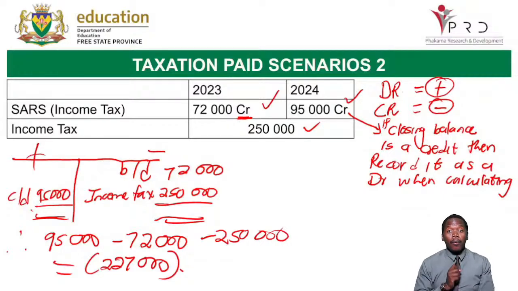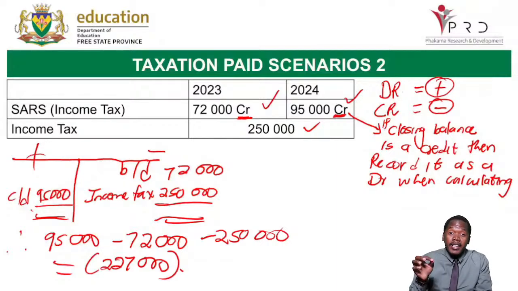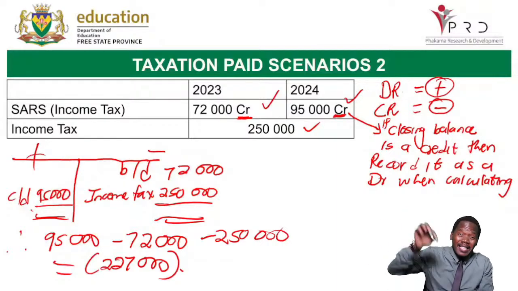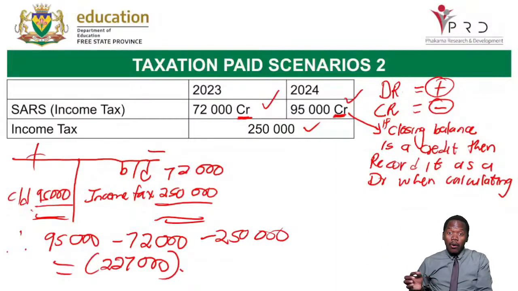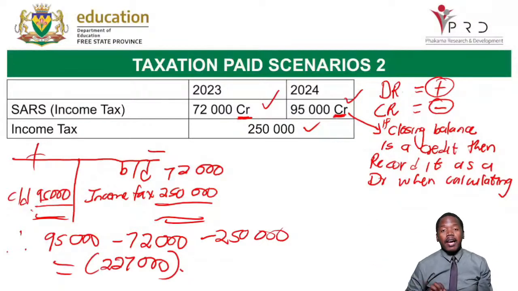But I know where we may have a confusion, it is on the closing balance. Remember, if a closing balance is shown as a credit, then you must record it on the debit. If it's shown as a debit, you must record it on the credit to make your life easy in this calculation. Okay, we have proven that. Why are we doing it like that? The balance carried down, balance brought down. Okay.